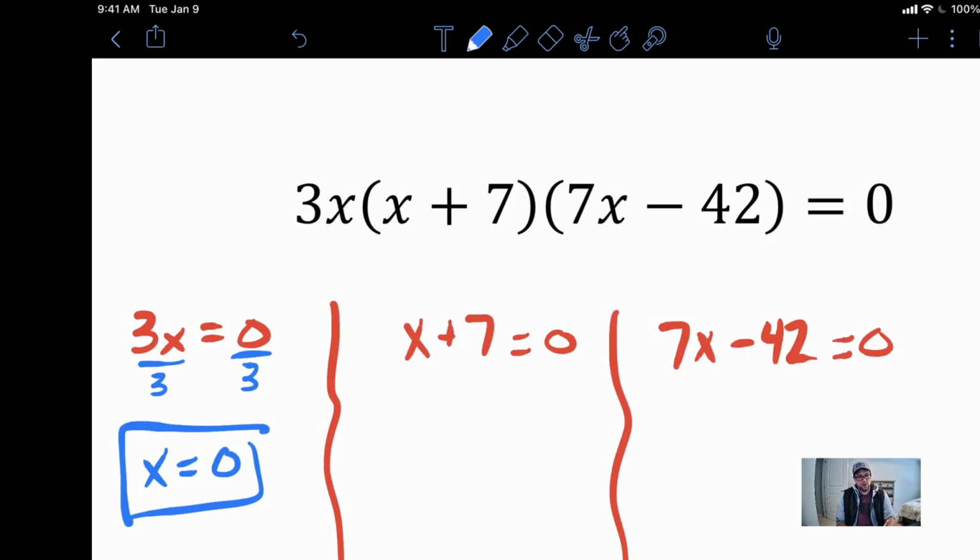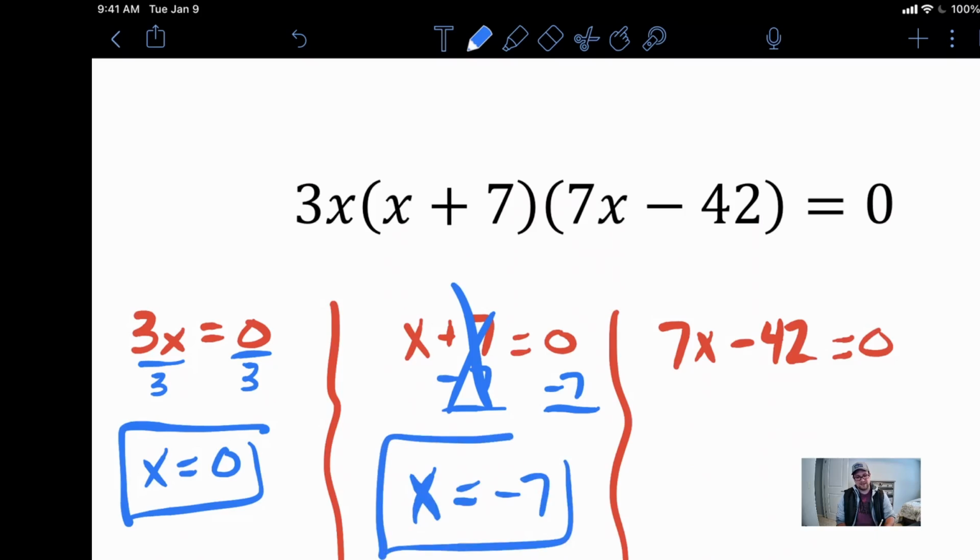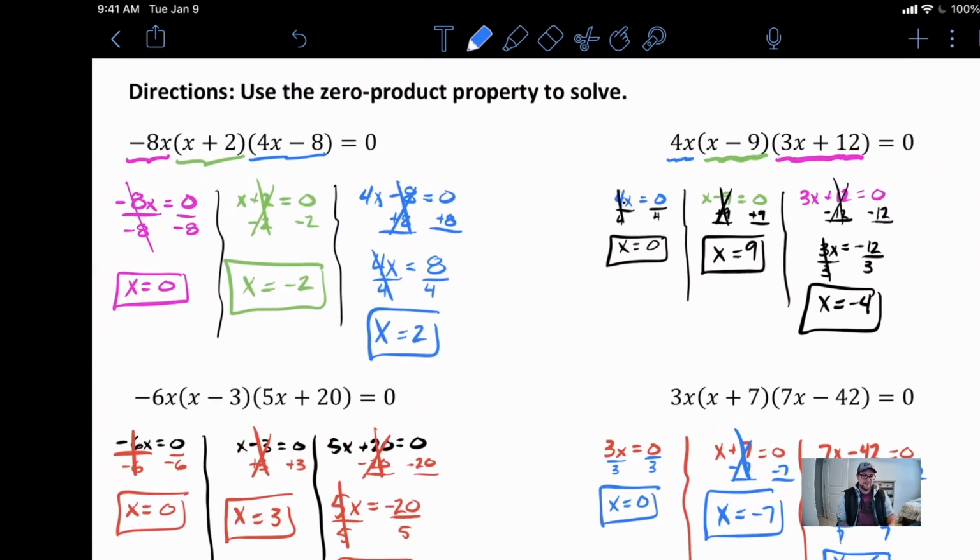For the middle one, to get rid of the plus 7, we need a minus 7. These two are going to cancel off. 0 take away 7 is negative 7. Now for the last one, we got to get x alone again. So we need to add 42 to both sides. That's going to leave us with 7x on the left side, and on the right side, we're going to have 42. Now to finish getting x alone, we want to divide by 7 and divide by 7, and I'll find out x equals 6. And that's it, ladies and gentlemen.